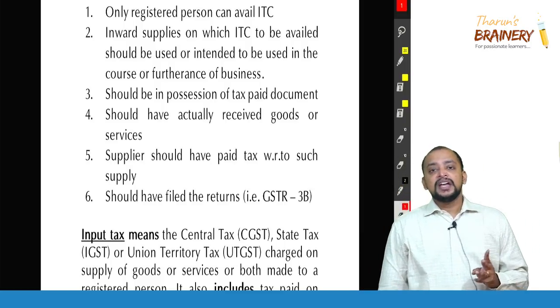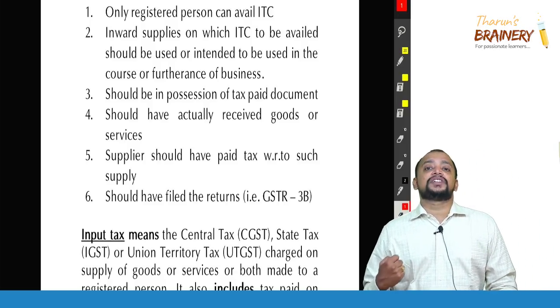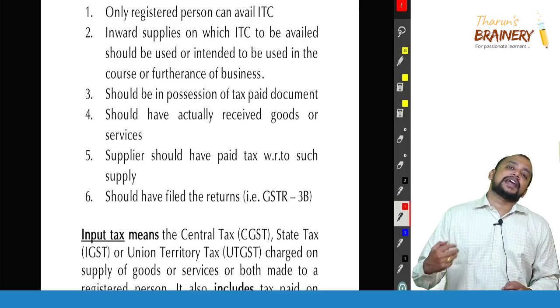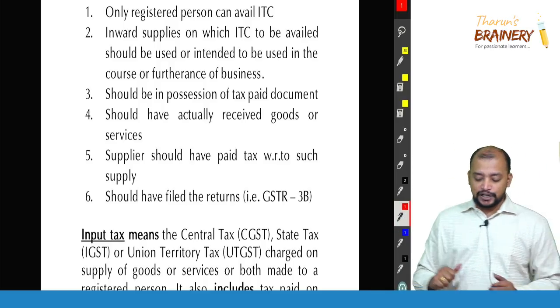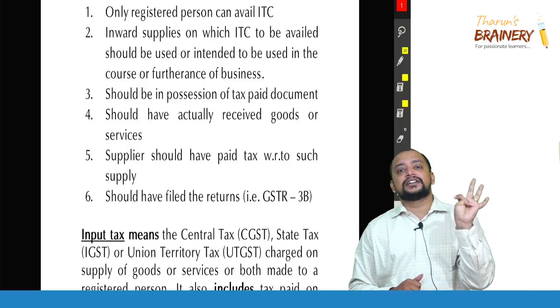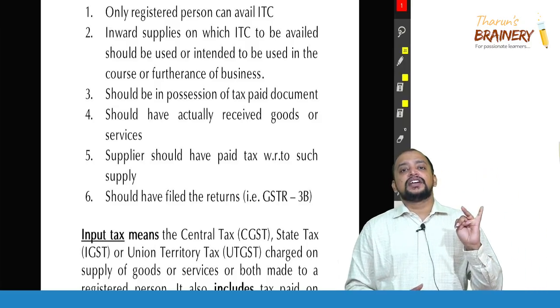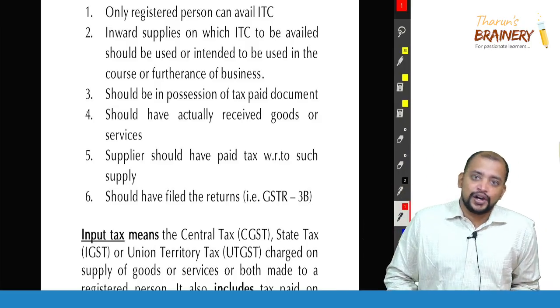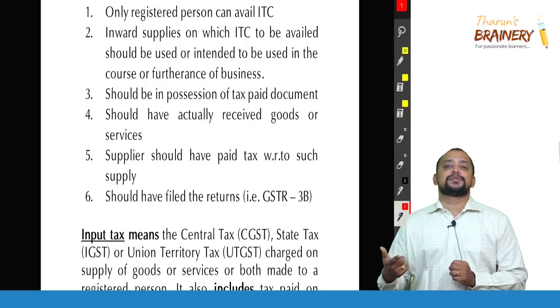Number 3, the person who wants to take ITC should be in possession of the tax paid document. The tax paid document is a tax invoice. There are a total of 5 tax paid documents: tax invoice, debit note, bill of entry, and input service distributor invoice. An invoice can be given by supplier to recipient or recipient to supplier.